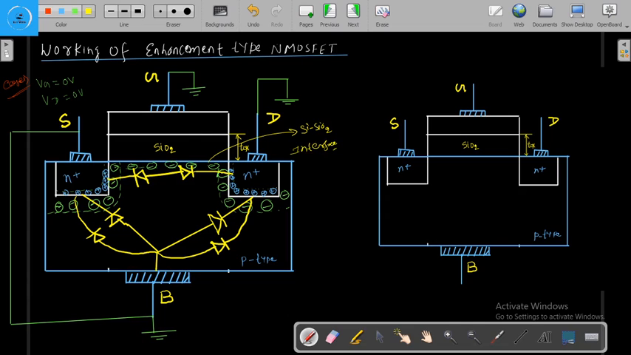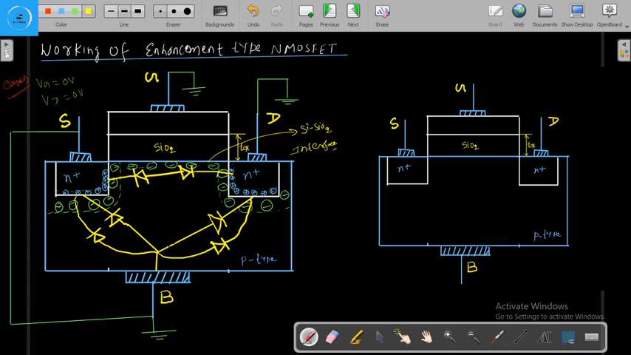So as we have seen, when we kept the gate at zero potential, the drain at zero potential, and connected the source to the body and kept it at zero potential, or grounded, only the depletion region will be present here. And we also see there are a number of diodes present here.